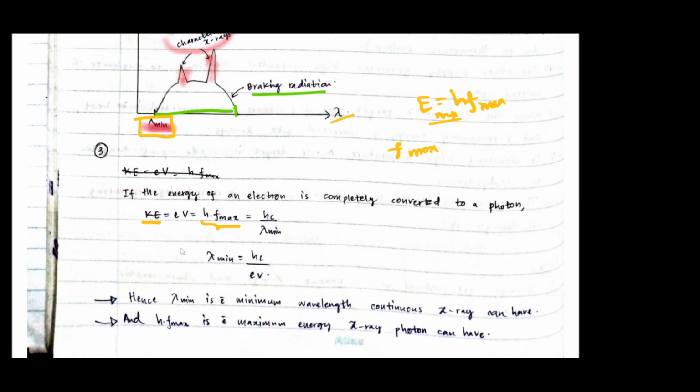So this kinetic energy is written in terms of electron volt. Now this is in joules, so the units are changed to electron volt as we are dealing with electrons. So here we can write hf max. As I mentioned here, we can write this as hf max. So f could be written as c over lambda minimum. So we have obtained the equation for lambda minimum.